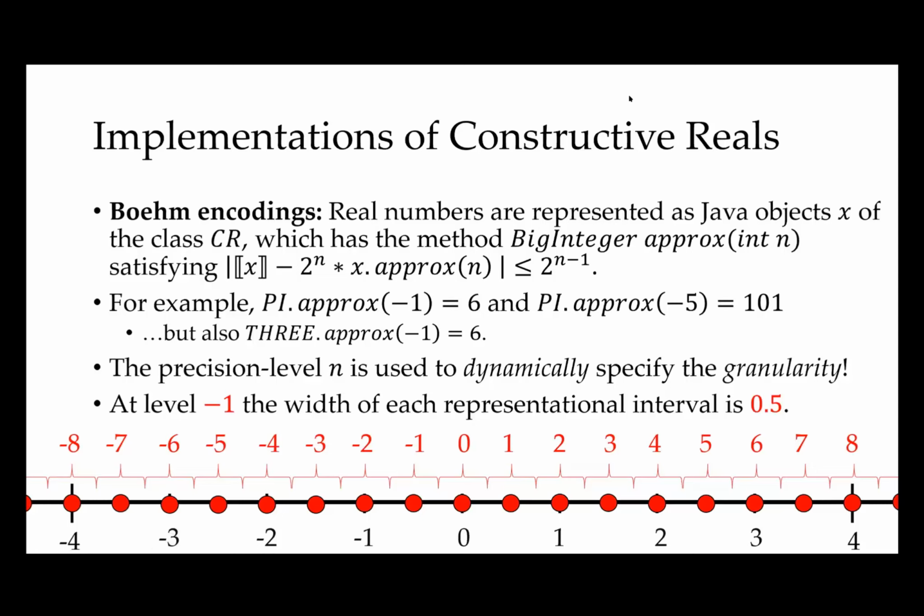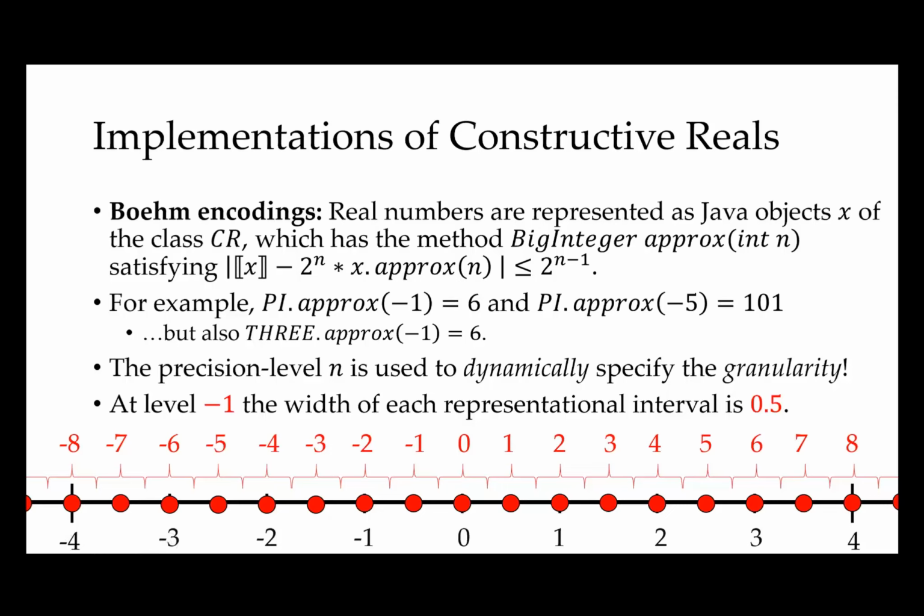So as I said, pi approximated at level -1. Okay, well, let's look, where will pi be? It'll be around here. And so it gives back 6. And 3 also gives back 6 because it's still in this interval. So these encodings are what are used at each level of precision to locate these numbers. And I won't show you the line at precision level -5, but basically between 0 and pi, you're going to have 101 different options, and 101 is the closest to pi.